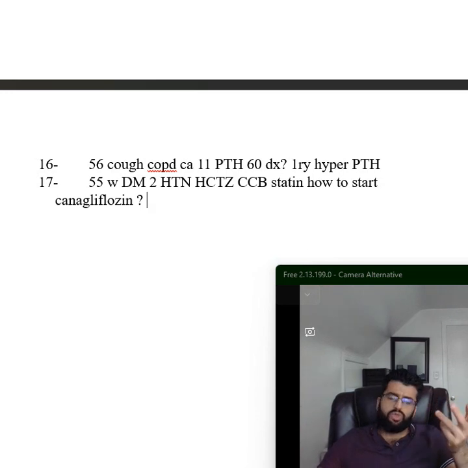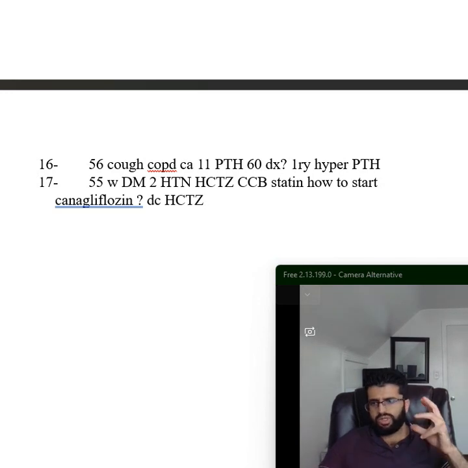So it's very good. So what do you need to stop from these medications before you start it? You need to stop HCTZ, hydrochlorothiazide. Why? Because SGLT2 inhibitor has diuretic effects. So that's why you want to stop hydrochlorothiazide.